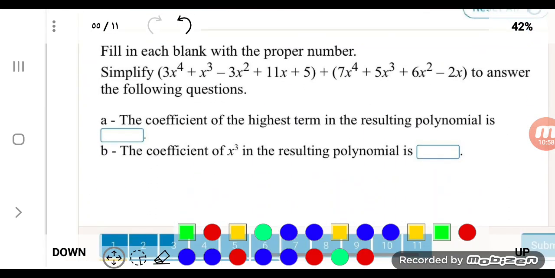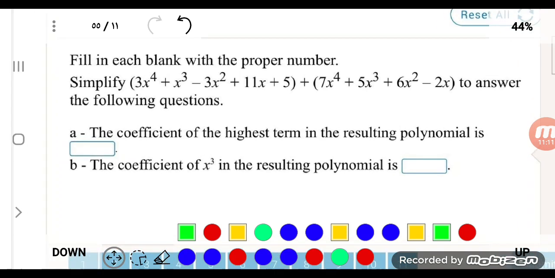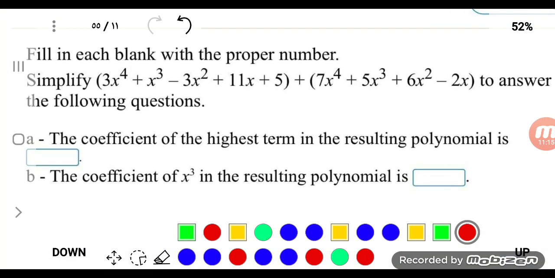Next one. Here you have, fill in each blank with the proper number. Simplify to answer the following. So if you want to simplify, this is a plus, it's very easy. 3x to the power of 4 plus 7x to the power of 4, this is 11x to the power of 4. Next, x cubed plus 5x cubed.